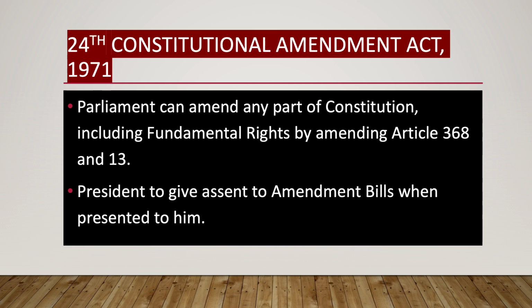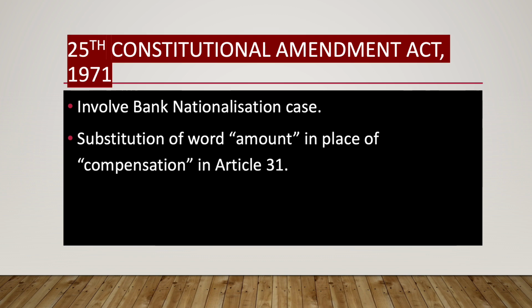24th Constitutional Amendment Act of 1971. Parliament can amend any part of Constitution, including fundamental rights, by amending Article 368 and Article 13. President to give assent to amendment bills when presented to him under this amendment. 25th Constitutional Amendment Act of 1971 involved bank nationalization case and substitution of word amount in place of compensation in Article 31.